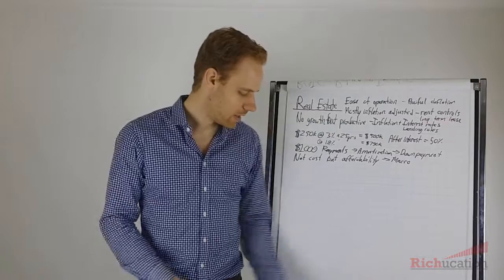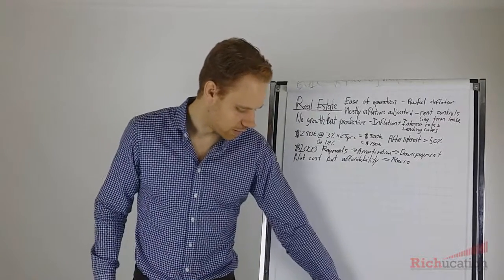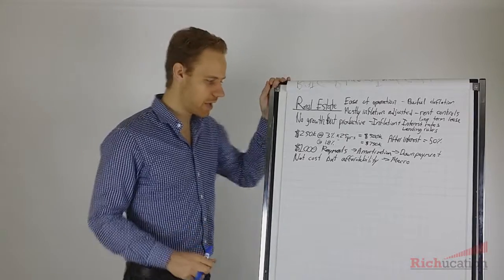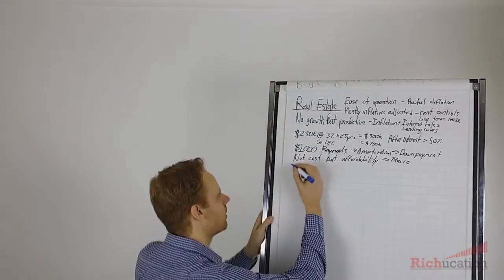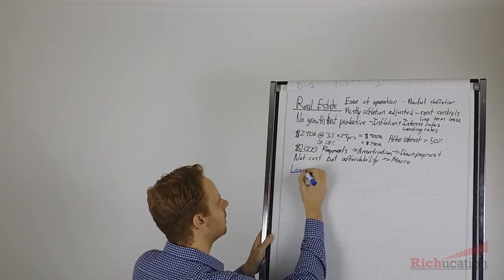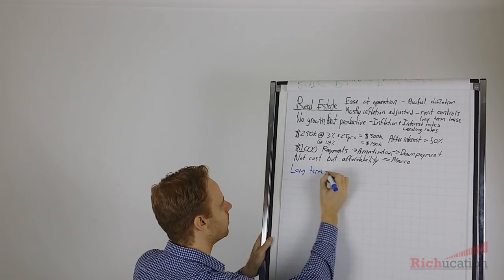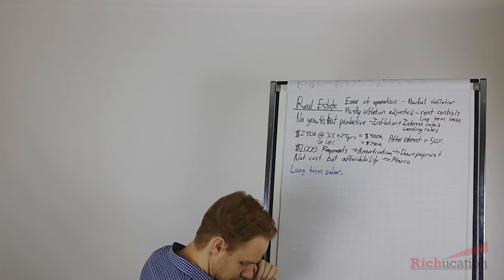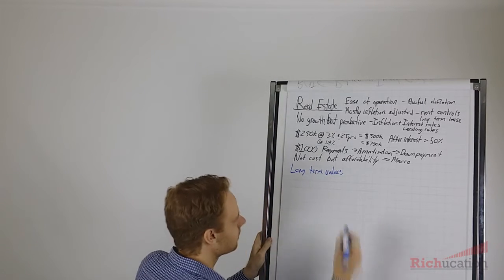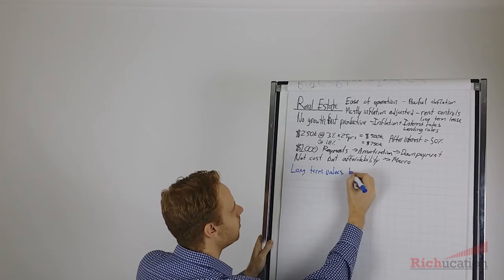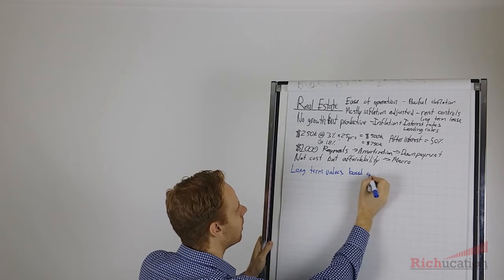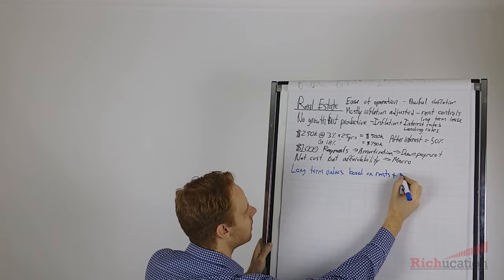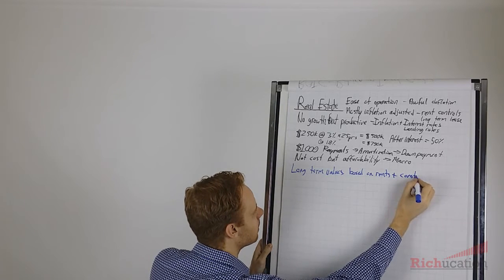Okay, next, let's change our color here. Long-term, what do we have to consider? Long-term values are going to be based on two things: rents and construction cost.